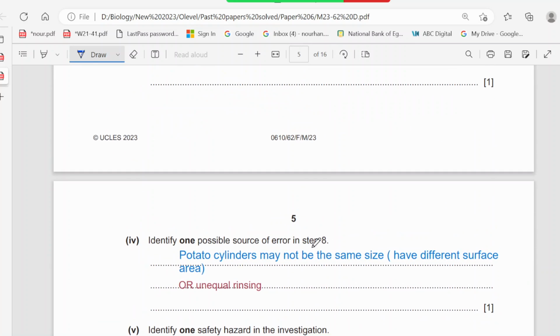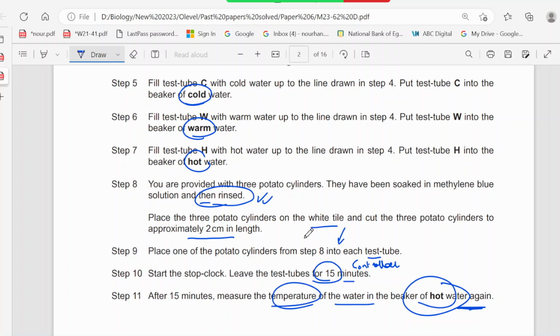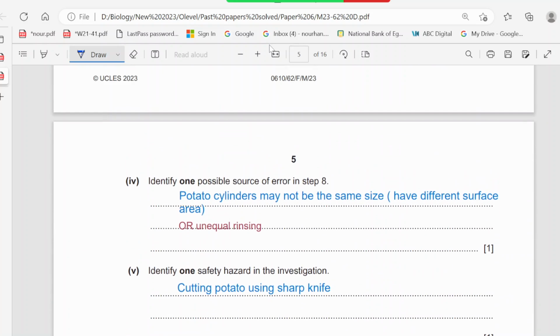Identify one possible source of error in step 8. We already said the sources of error in step 8 here. Either rinsing is not standardized, you did not rinse the three potatoes the same as each other, or the size of the potato might not be the same, the three potato cylinders, so this is also a source of error. It will have different surface area.